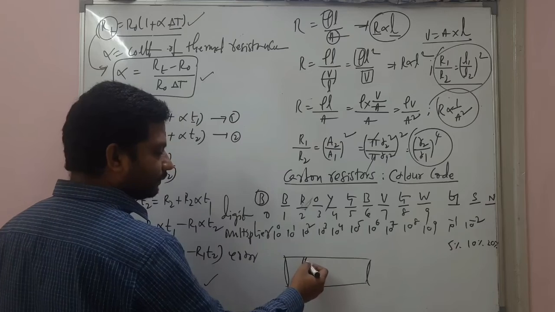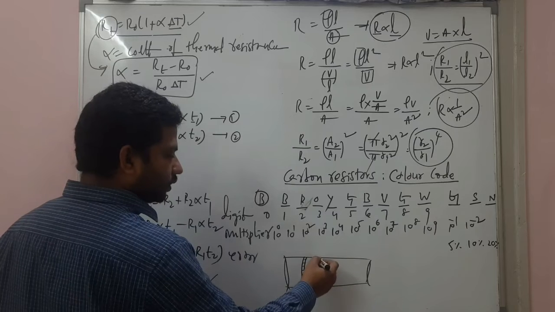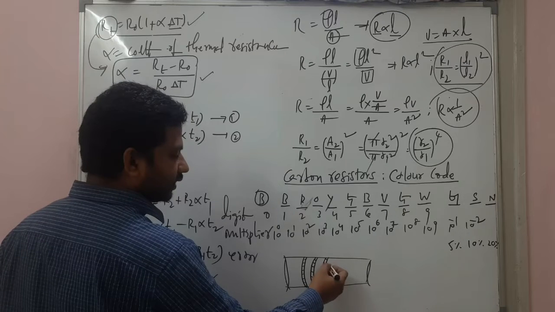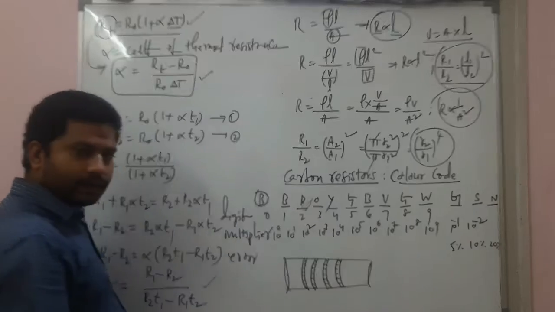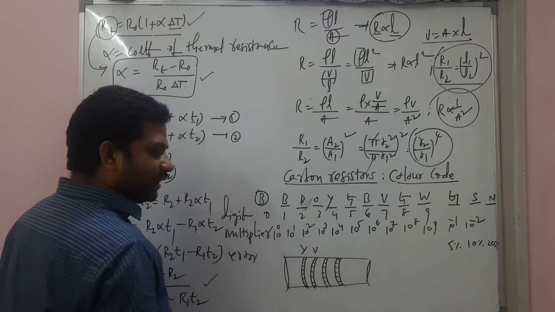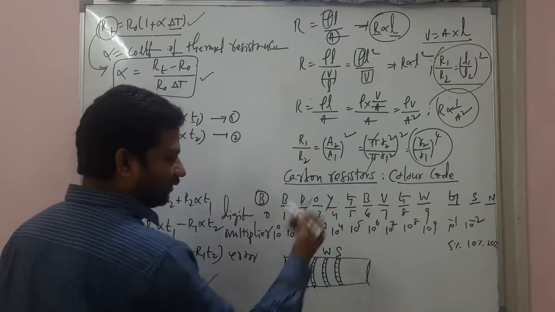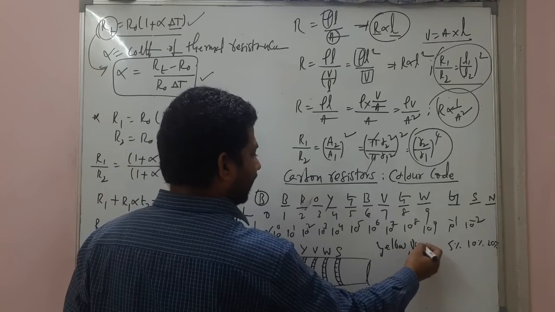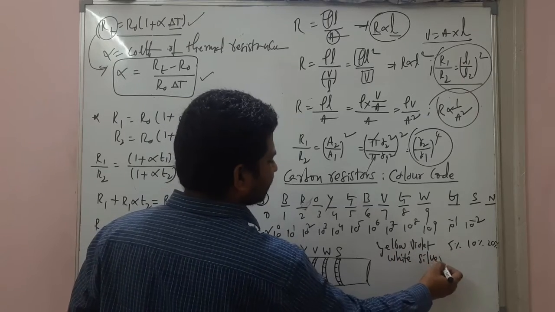This is number one, and this is the other one. This is the third color, and this is the fourth color. Imagine the first is given as yellow, the second as violet, the third as white, and the fourth as silver. Understand? So these are the colors given: yellow, violet, white, and silver.